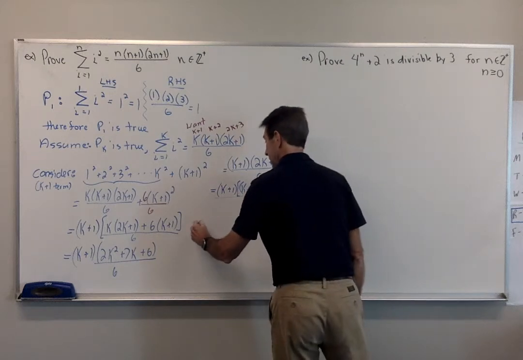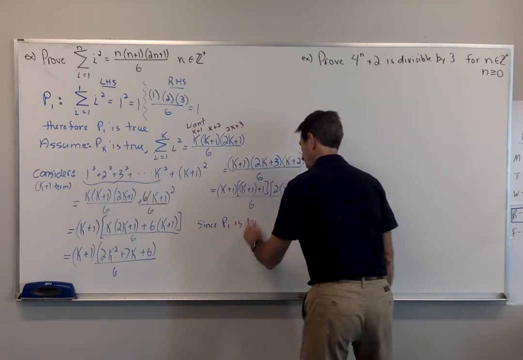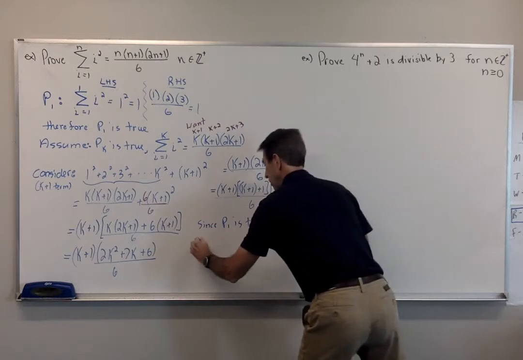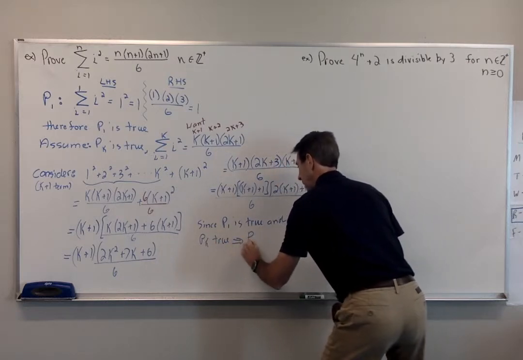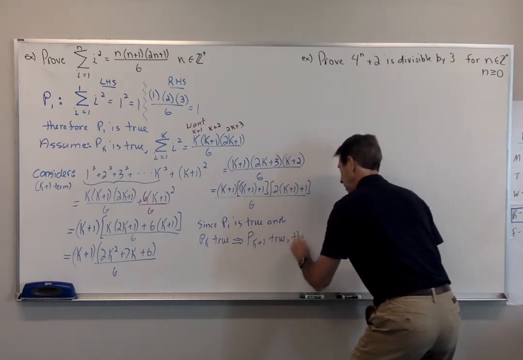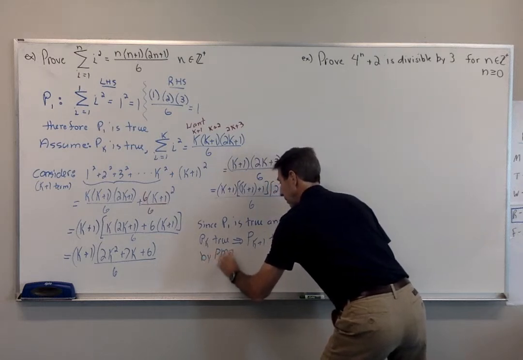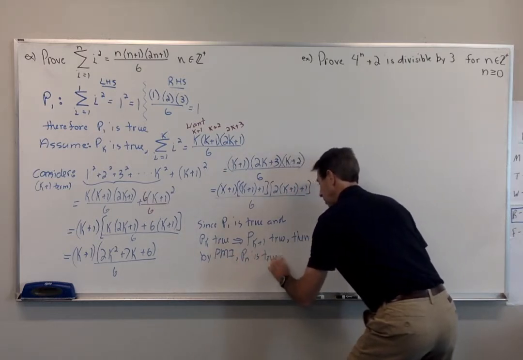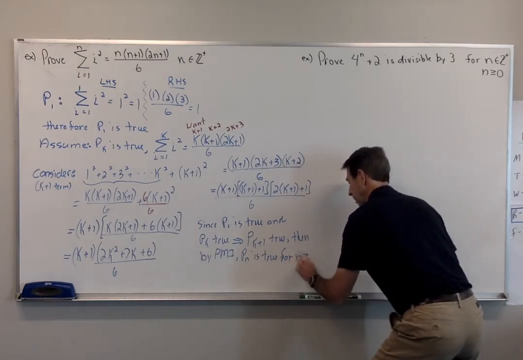I could say, since P1 is true, because we said what the proposition is, and Pk true implies Pk plus 1 true, then by the principle of mathematical induction, we could say PMI, Pn is true for all n greater than or equal to 1.